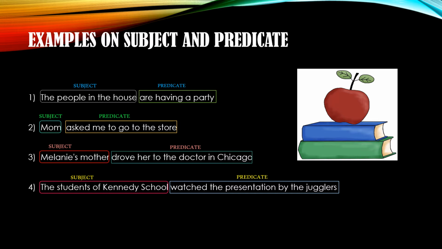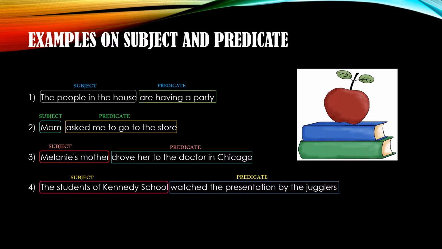Secondly, mom asked me to go to the store. Here we can clearly see that mom is the subject. Asked me to go to the store is the predicate. Third, Melanie's mother drove her to the doctor in Chicago. The subject here is Melanie's mother and the predicate is drove her to the doctor in Chicago. Finally, the students of Kennedy School watched the presentation by the jugglers. The subject here is the students of Kennedy School. The predicate is watched the presentation by the jugglers.